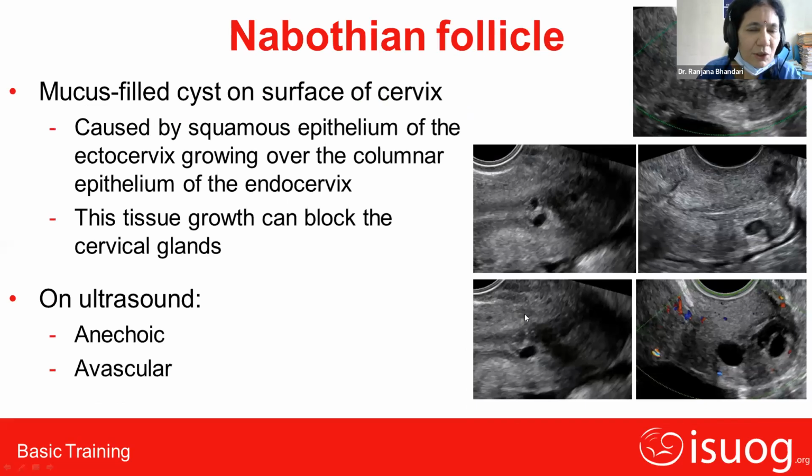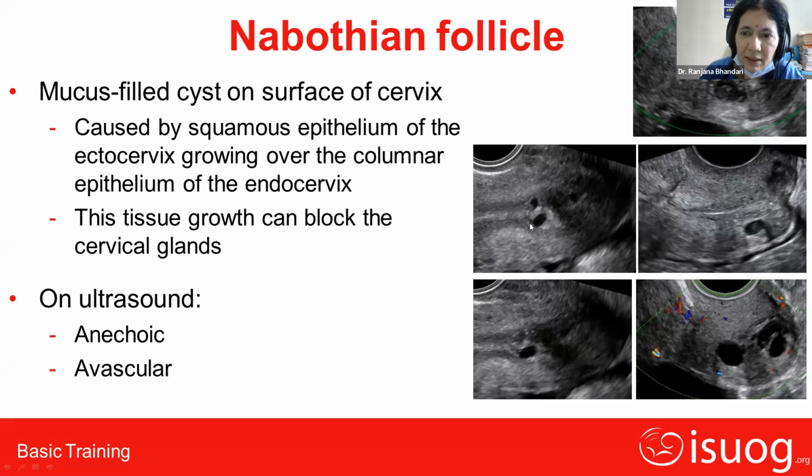Now, the important physiological finding is the Nabothian follicle or cyst, which we see in many cases. They are mucus-filled cysts on the surface of the cervix. This is the portio vaginalis, the ectocervix, which is lined by squamous epithelium, and this is the endocervix, which is lined by columnar epithelium. When the squamous epithelium grows and covers the columnar epithelium of the endocervix, the tissue growth can block the cervical glands, and then they are seen as Nabothian cysts.